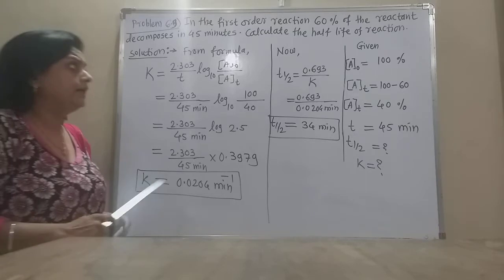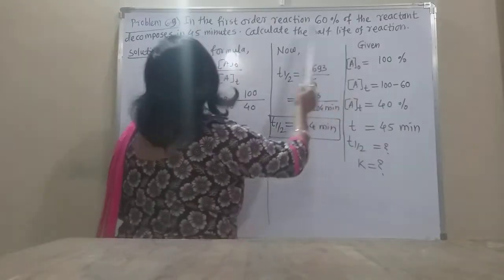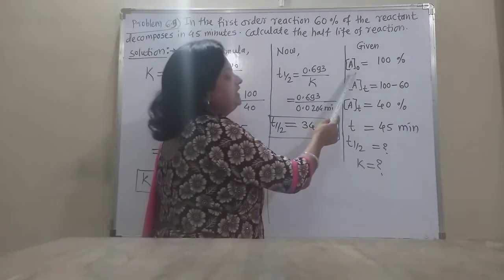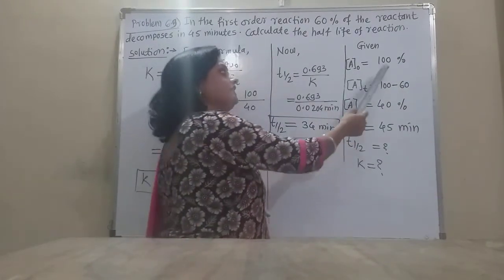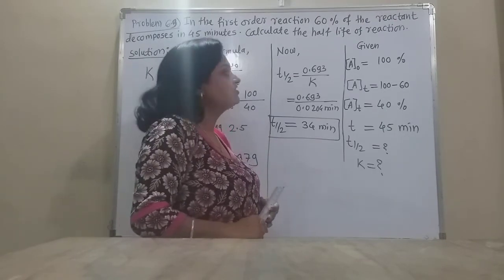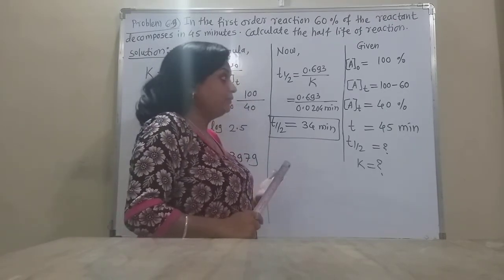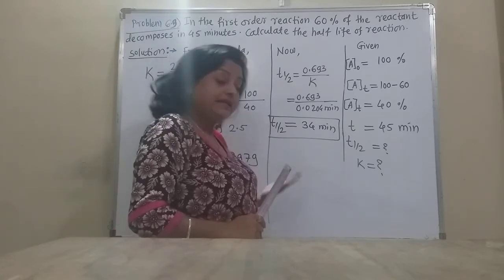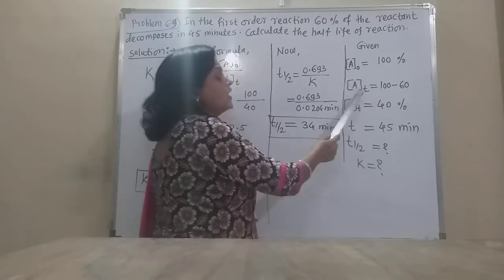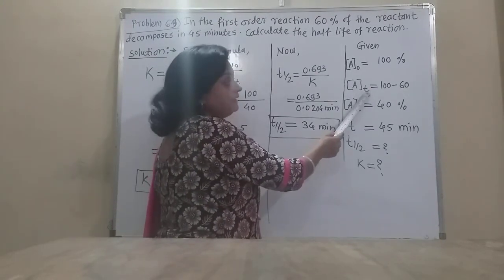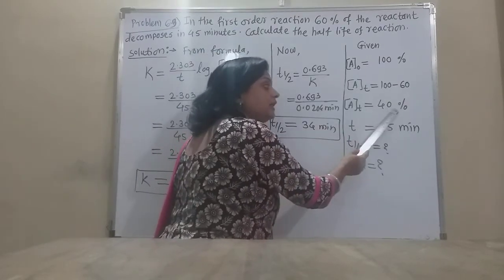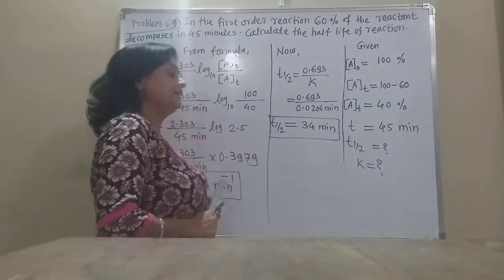And we have to calculate the half-life of the reaction. Now see what is given. The initial concentration, suppose it is 100%, because the concentrations are given in percentage. Out of that, after 45 minutes, 60% of the reactant gets consumed. So at time t, the concentration of A is 100 minus 60. Now what is remaining? Only 40% of the reactant is remaining.